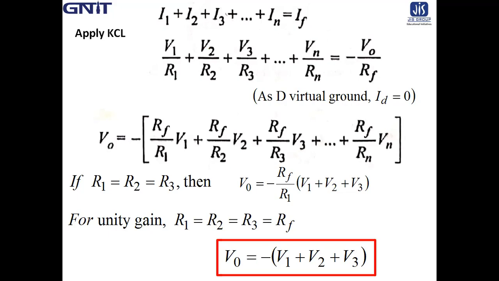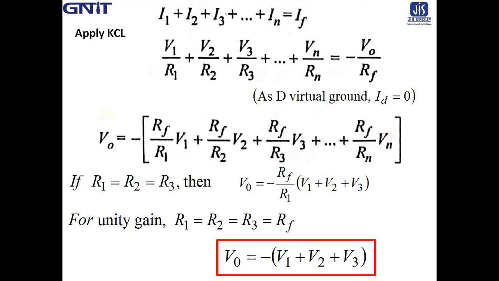Now, if we make R1 equal to R2 equal to R3 equal to Rn, all the same, then V0 can be represented as V0 equal to minus RF by R1 into, just for 3, if we consider only the 3 voltages, say V1, V2 and V3. So for that case, V0 is equal to minus RF by R1 times V1 plus V2 plus V3.